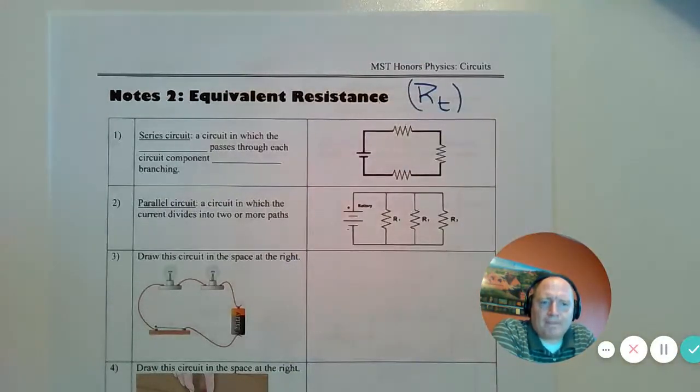Okay. In a circuit, we usually have more than one resistor. When you have more than one resistor, then you have to calculate the total resistance of the circuit. And it's a little bit more complicated than just adding up the resistors.